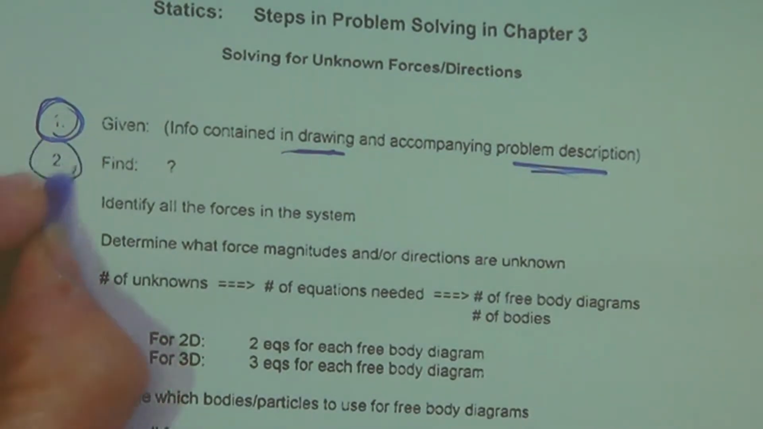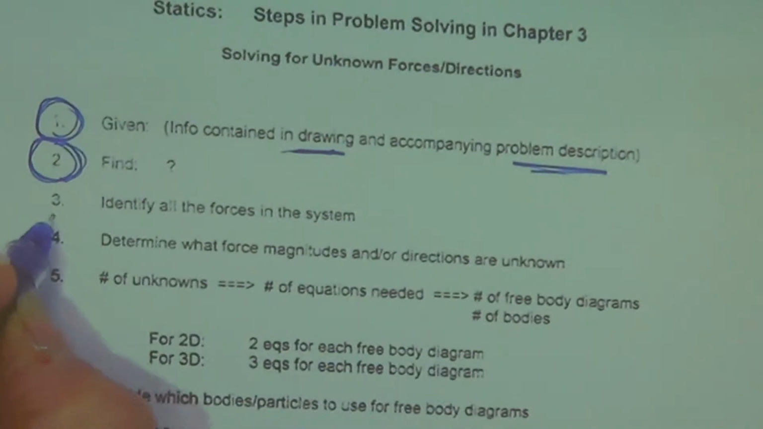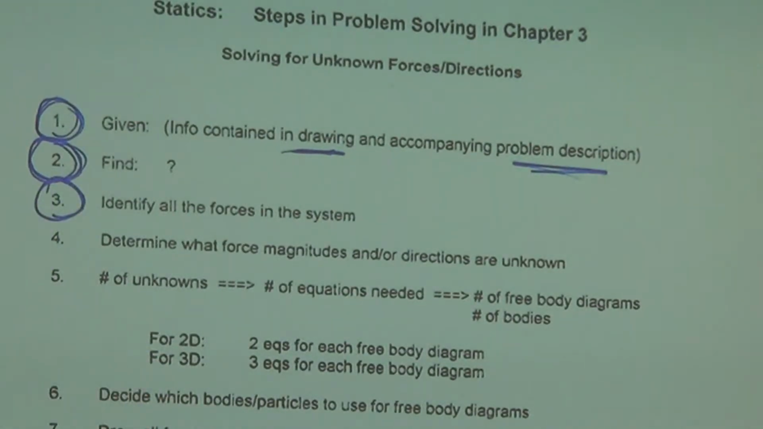Then we want to figure out what we have to find. So this is really the same steps we do when we're solving a problem as an engineer, when we're doing some design. What are we given? What do we need to find? We identify, next step 3, identify all the forces in the system.